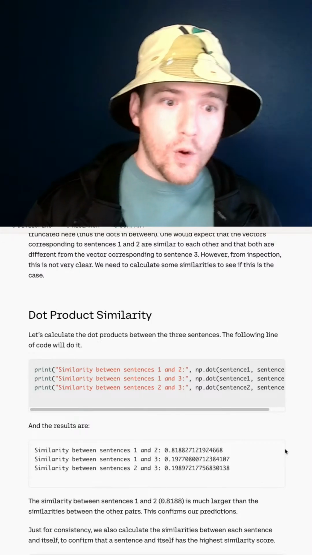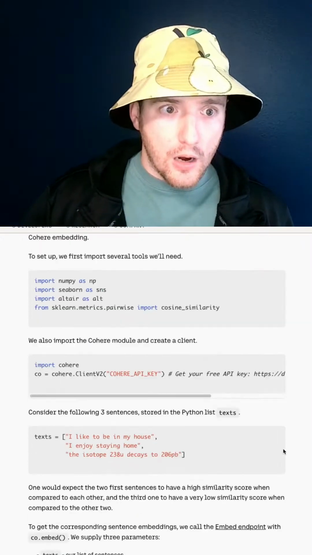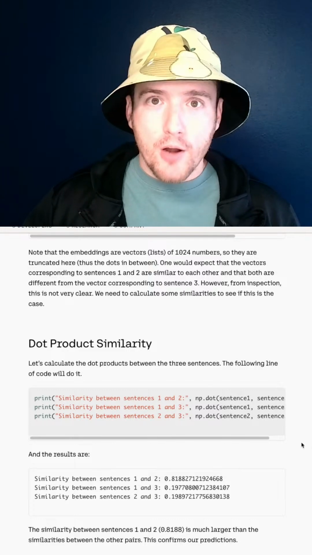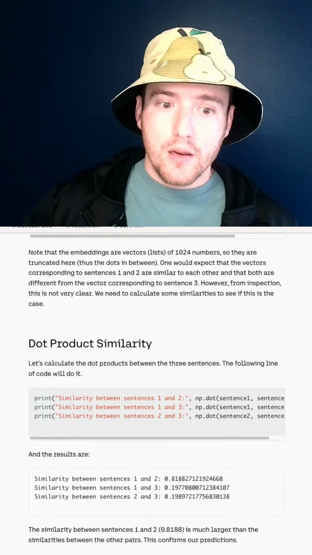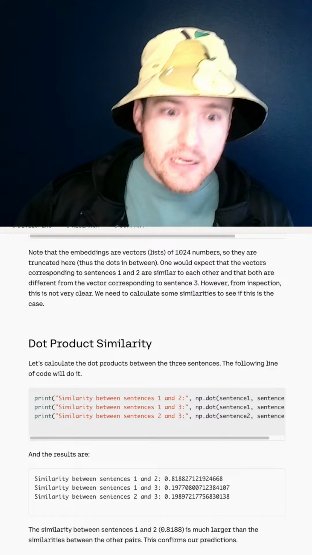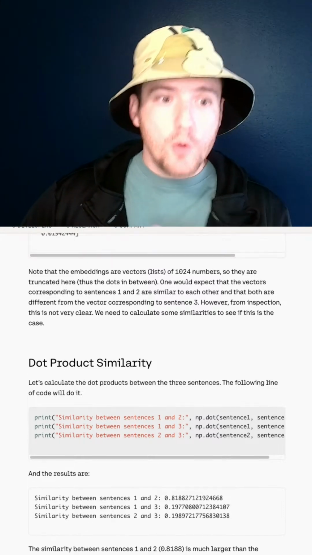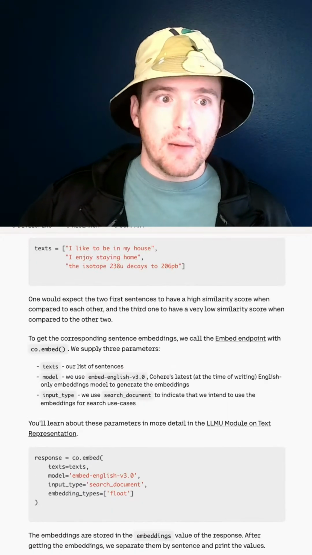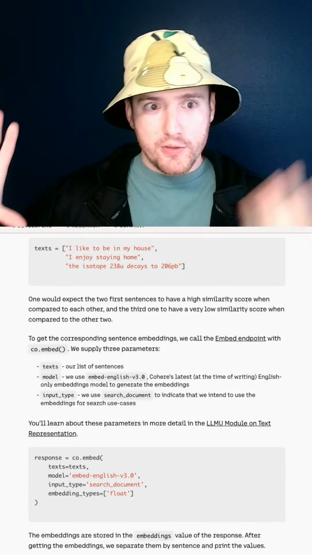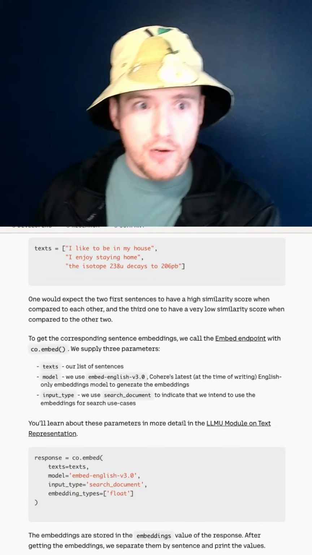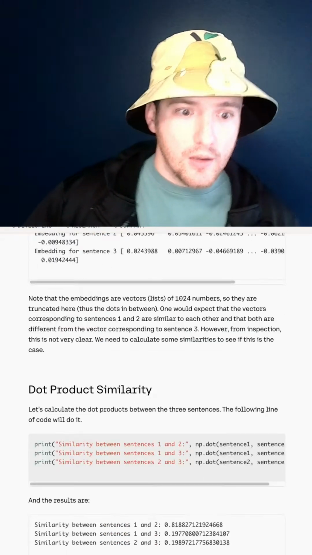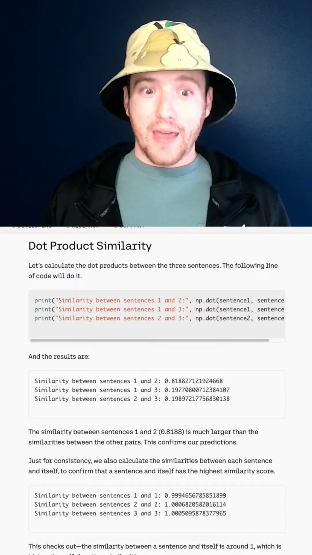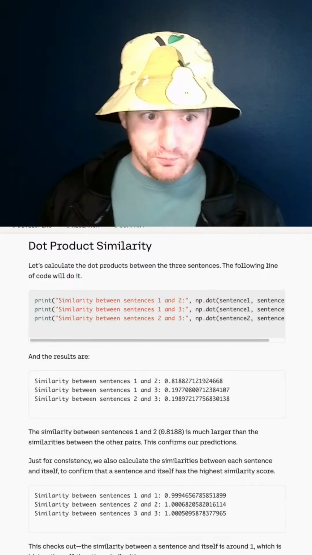The similarity between sentences 1 and 2, which were "I like to be in my house" and "I enjoy staying home," the dot product similarity score was 0.818. So nearly 81% similar, 82% if we're rounding up. But if we take those two sentences and do the dot product of the similarity versus the isotope 238U, we can see that they both come out to roughly 20% similar. That is not high in the grand scheme of things, but we'll continue.